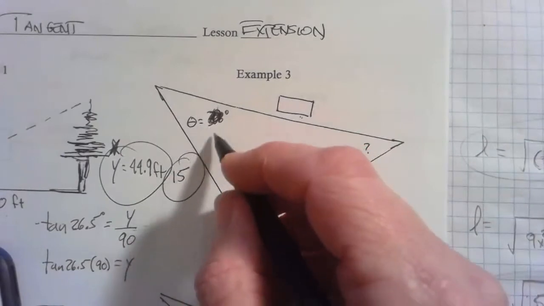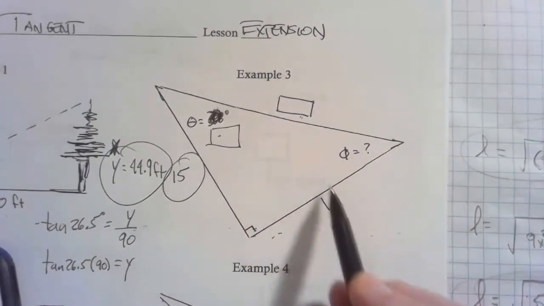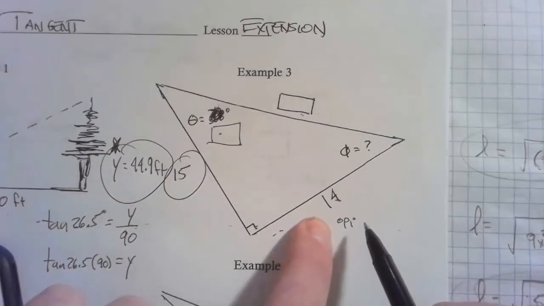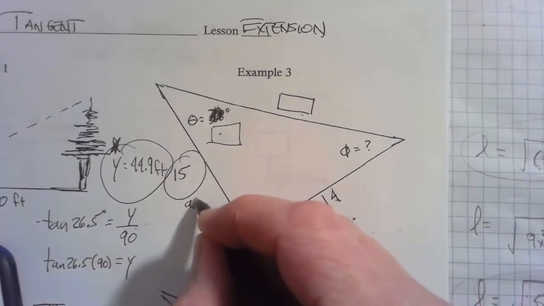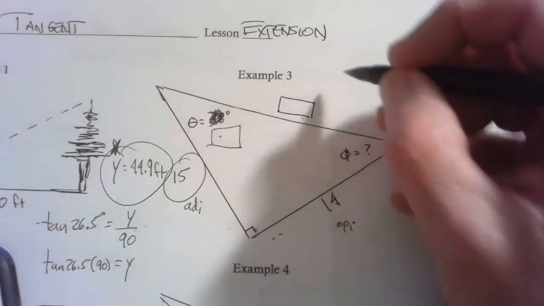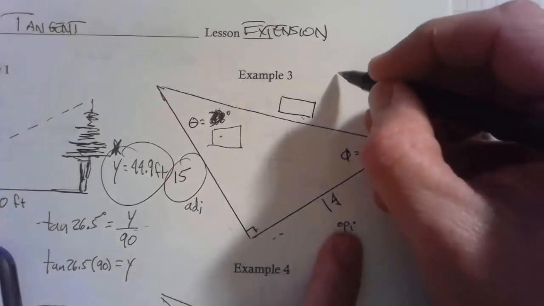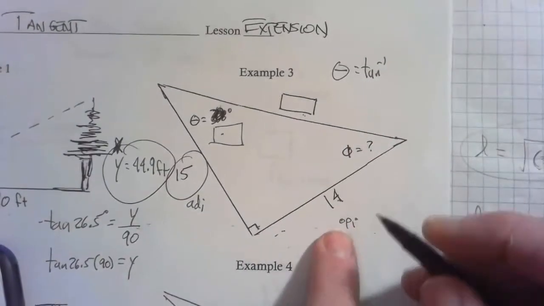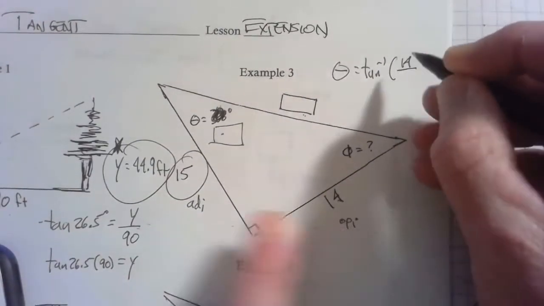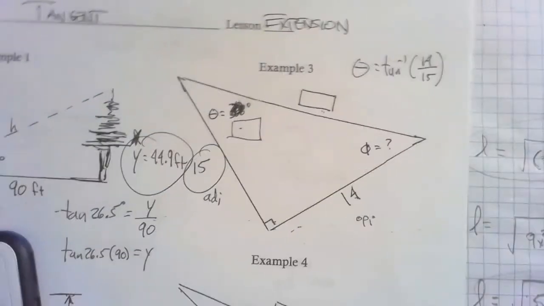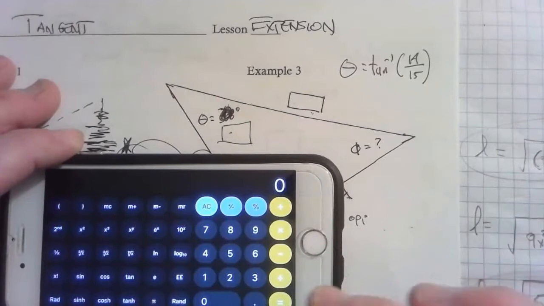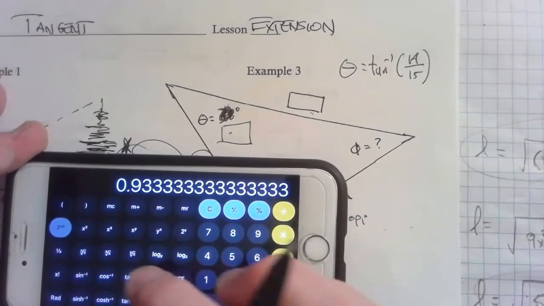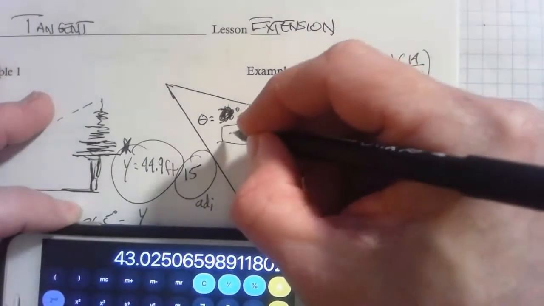So if I was going to try to find this angle, theta, this would be the opposite side. Remember, for this angle, that would be the opposite side. This would be the adjacent. So if I use the inverse tangent, that angle, theta, is going to be equal to the inverse tangent of the opposite side, 14, divided by the adjacent, 15. So I'll do 14 divided by 15, get an answer, and do second tangent. This angle is 43 degrees.